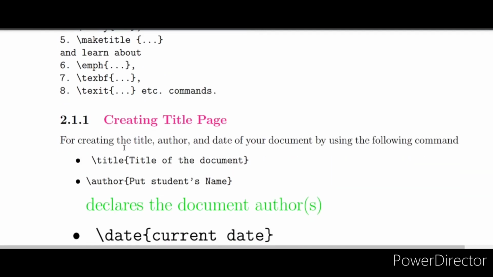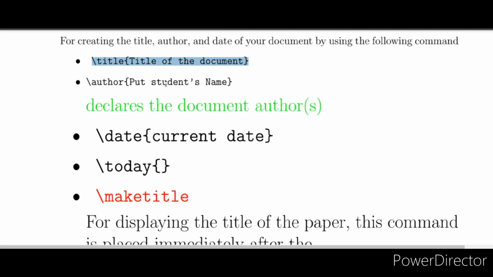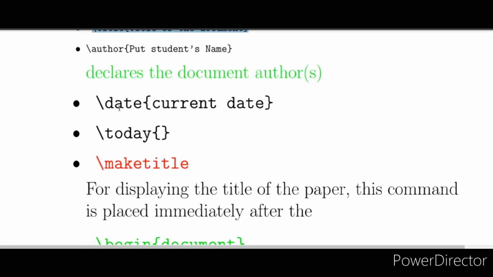For creating a title page, you use the command \title, braces start, braces close, and you write the title of your document. Second, to write your name, you put your name in the command \author, braces start, braces close. In between these two braces you will write your name. Then there is the date, so \date with braces, and the current date will appear. You will also practice \today. You can use this command anywhere.